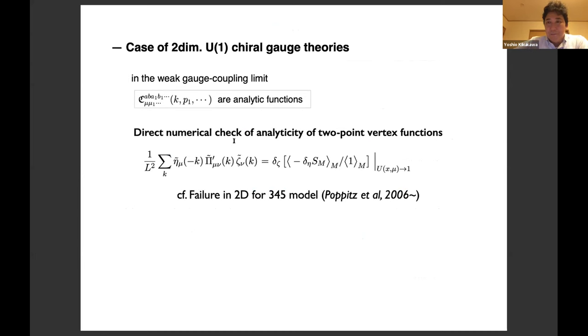And related to Professor Poppitz's questions, we should compute numerically the coefficient vertex function in the expansion of the weak gauge coupling expansion. In the weak gauge coupling limit, we should compute the vertex function in any way and check whether it is an analytic function or not.